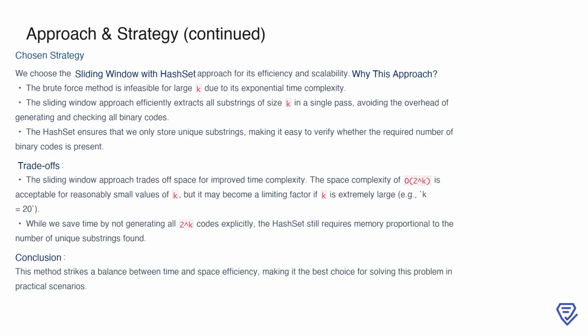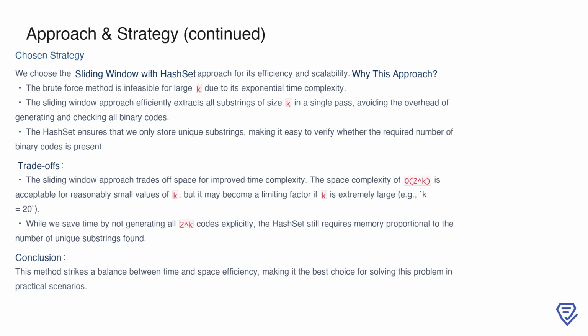Given the trade-offs and benefits, the sliding window with hash set approach is the chosen strategy for solving this problem. The brute force method, while conceptually simple, is impractical for large values of k due to its exponential time complexity. In contrast, the sliding window approach is far more efficient, as it extracts substrings in a single pass and avoids the overhead of generating all possible binary codes.